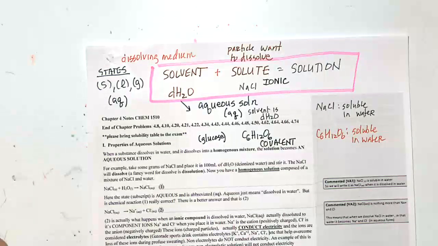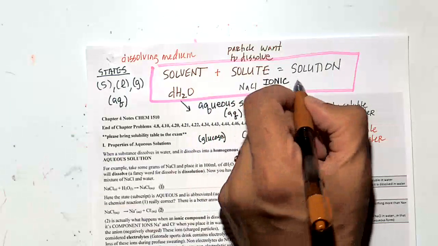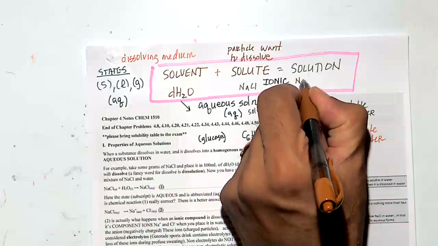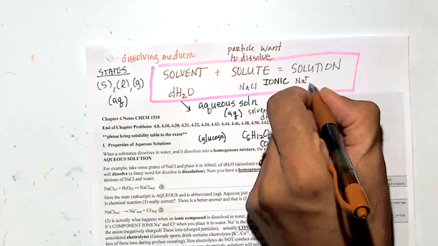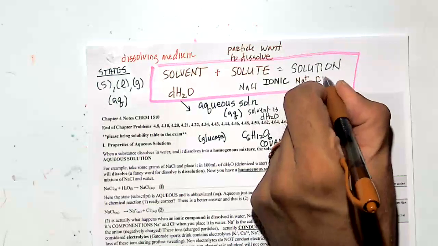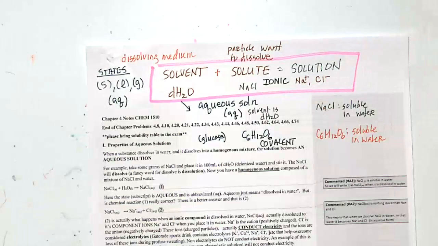So sodium chloride, which is here, contains what two ions? Sodium ion, which is +1. It's group 1 in the periodic table. And what else? Very good. Chloride ion, which is group 7 in the periodic table.